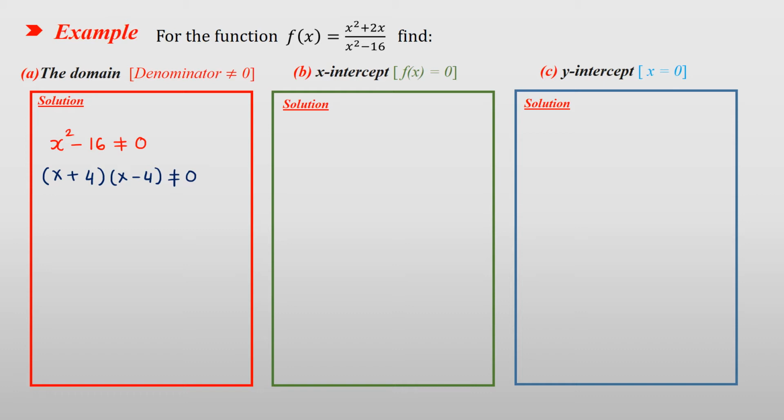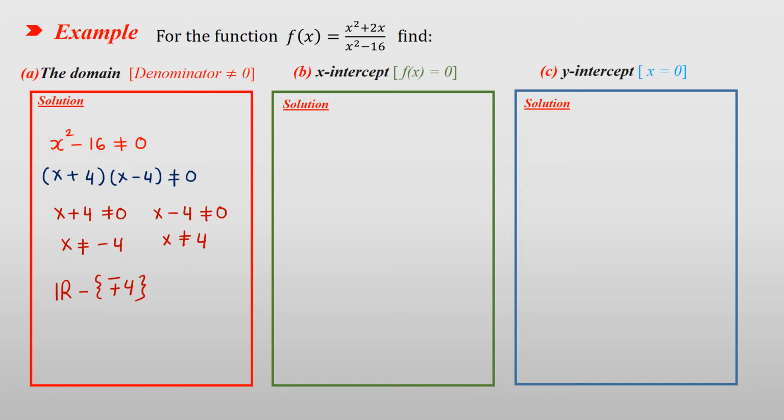Then the first one not equal to 0 and the second one not equal to 0. So we have x plus 4 not equal to 0 and x minus 4 not equal to 0. For the first one we have x not equal to negative 4. For the second one we have x not equal to 4. So this is our domain, or we can write it as all real numbers except plus or minus 4.